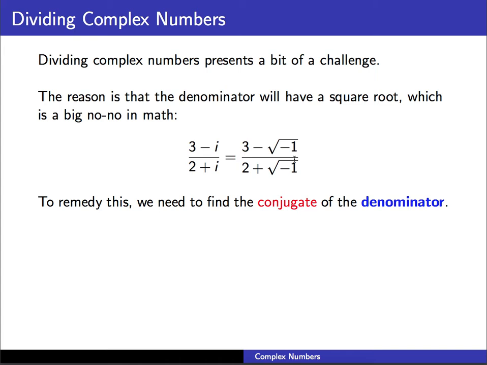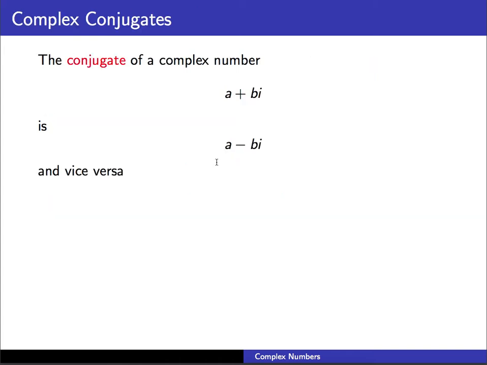So to remedy this and to fix it, we need to find what is known as the conjugate of the denominator. So with dividing complex numbers, we're going to start by focusing on the denominator, and we've got to find the conjugate, which seems really difficult, but it's actually one of the easier things to do in this entire section. So the conjugate of a complex number, such as a plus bi, is a minus bi, and vice versa. So whatever's in between the two terms, you switch it from plus to minus or minus to plus.